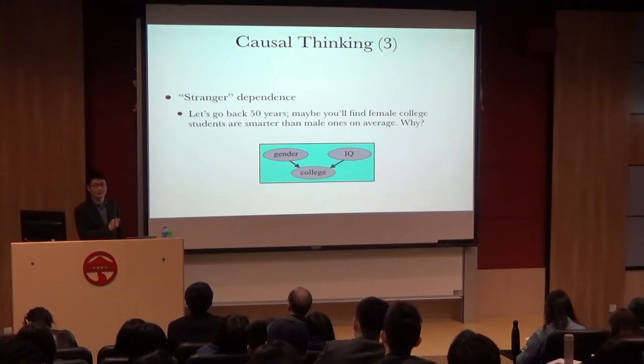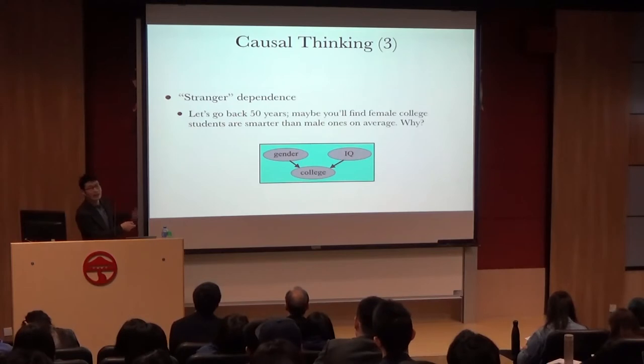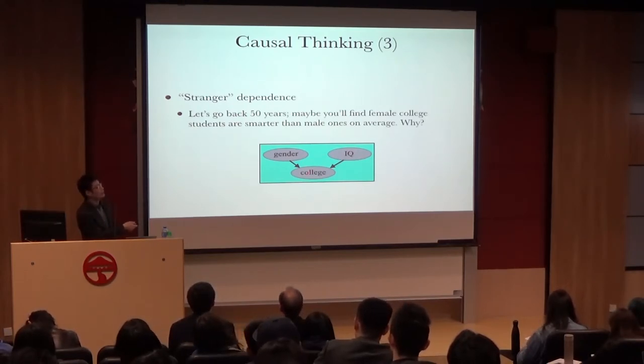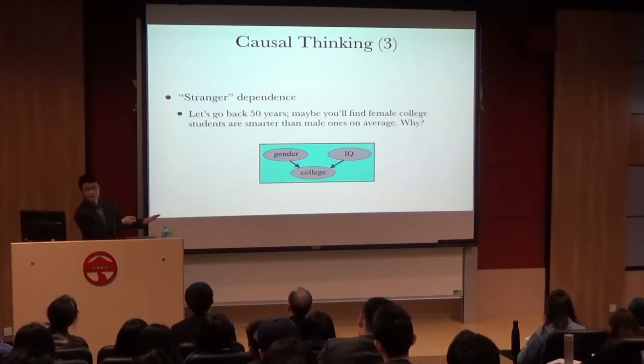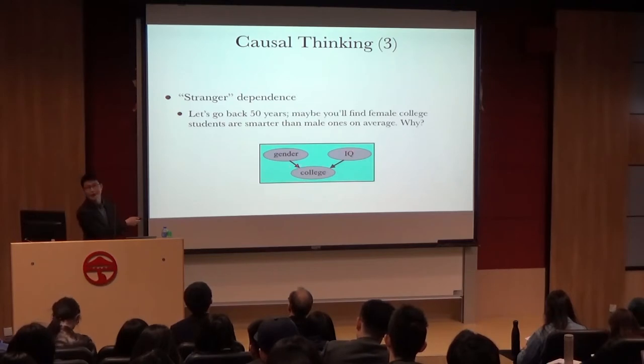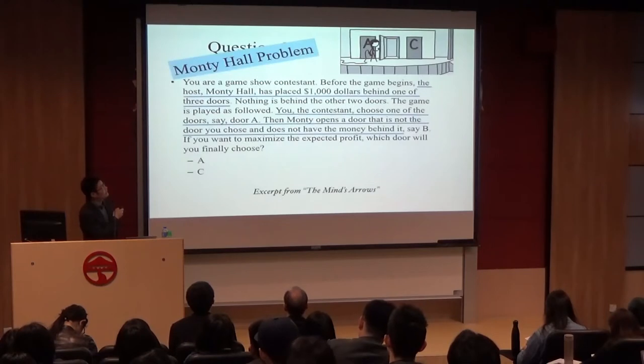If you talk about college students 50 years ago, this is because here we have gender. At that time, gender and IQ were both causes of being admitted to college. They are both causes. Although they were originally independent, with no relationship between gender and IQ, completely irrelevant, given that someone is admitted to college, they are related in some way. If you think of the problem this way, everything will be clear. This is another example.